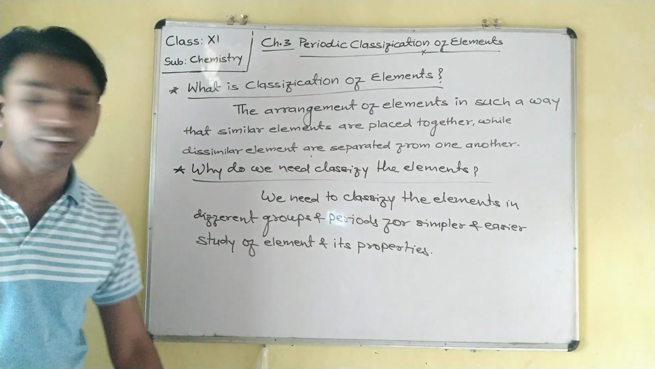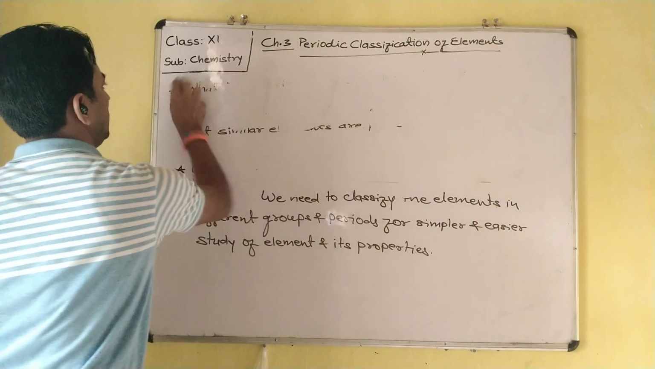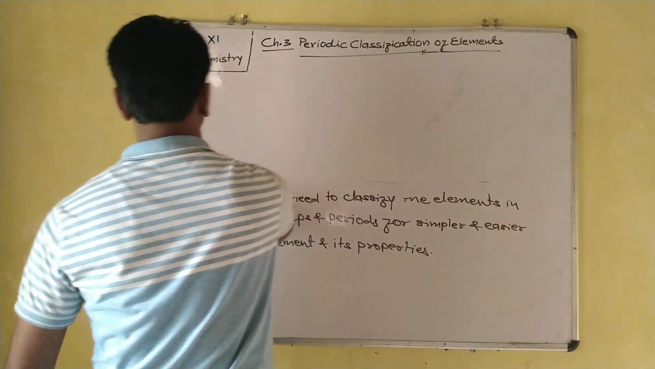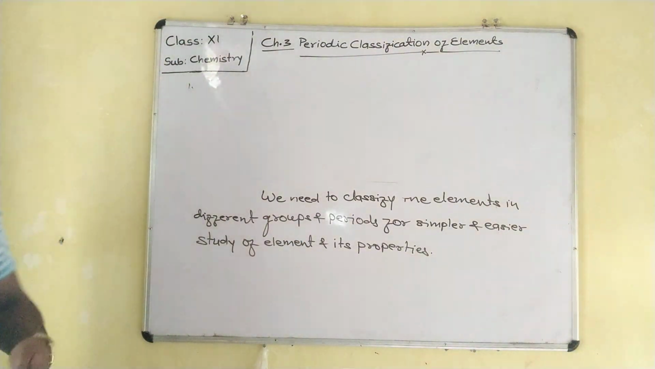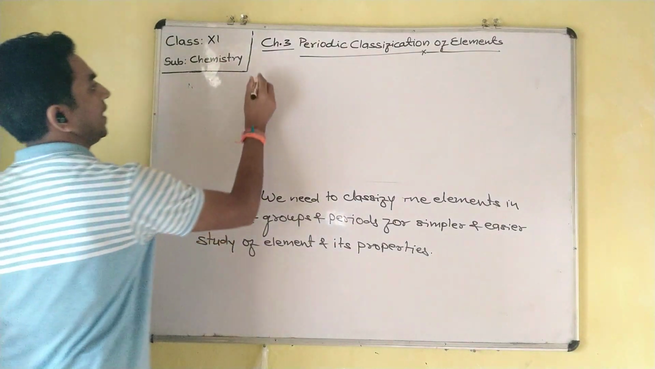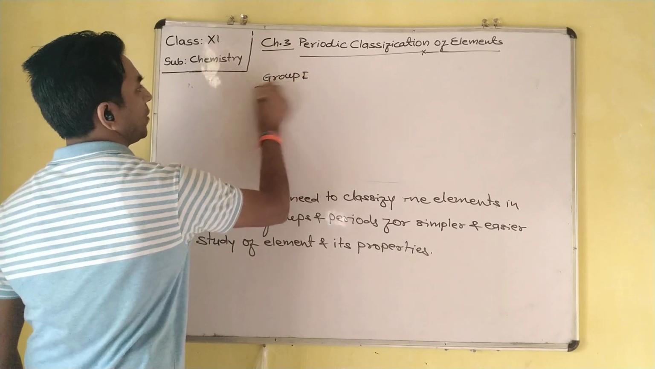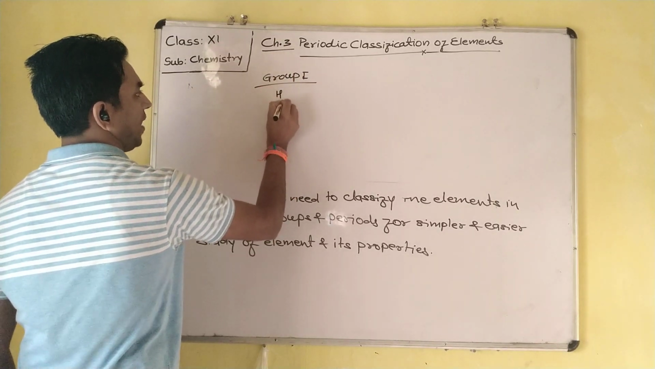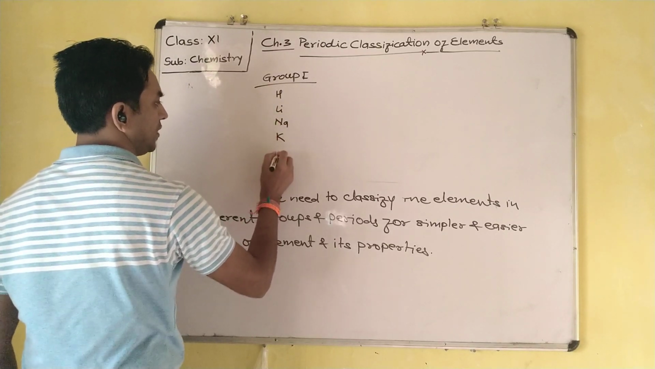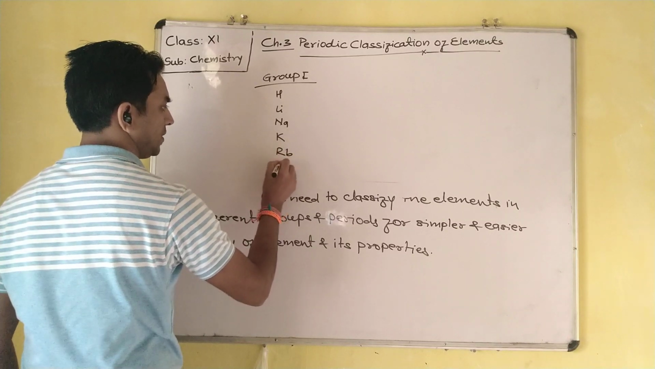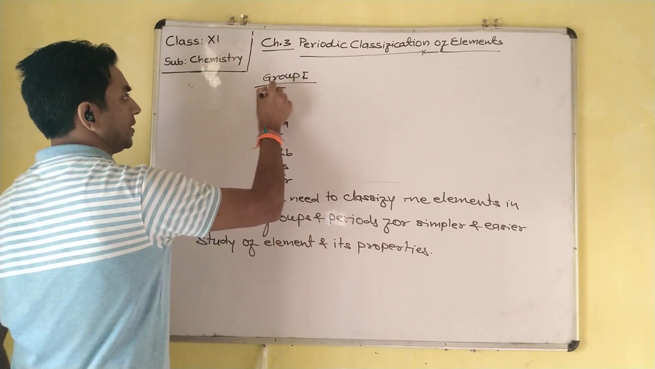How is it simpler and easier? Let me take an example. For example, in a group, I have given the example of alkali metals. Suppose I am taking group 1 in the modern periodic table. Group 1 has hydrogen, lithium, sodium, potassium, then rubidium, cesium and francium. These are the group 1 elements.